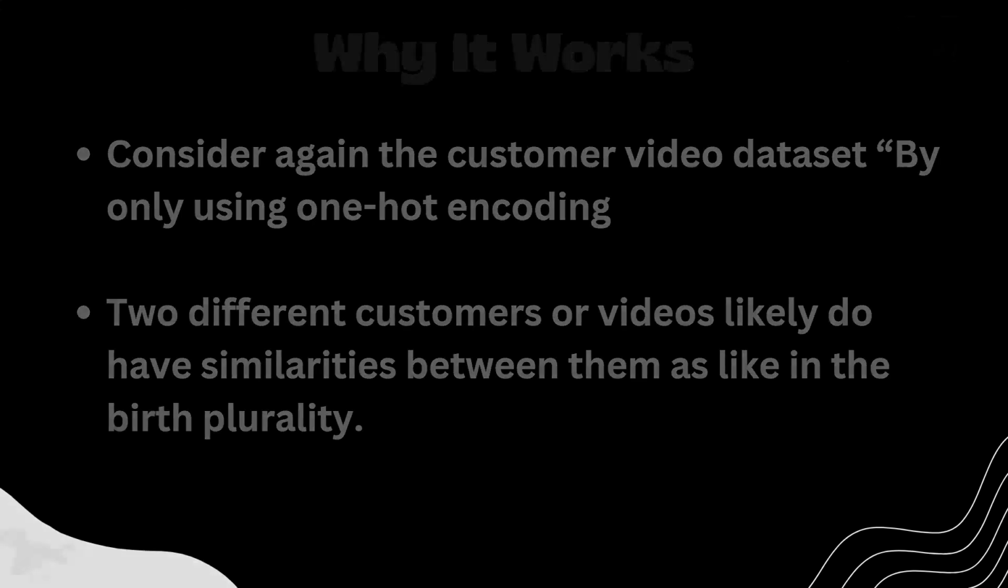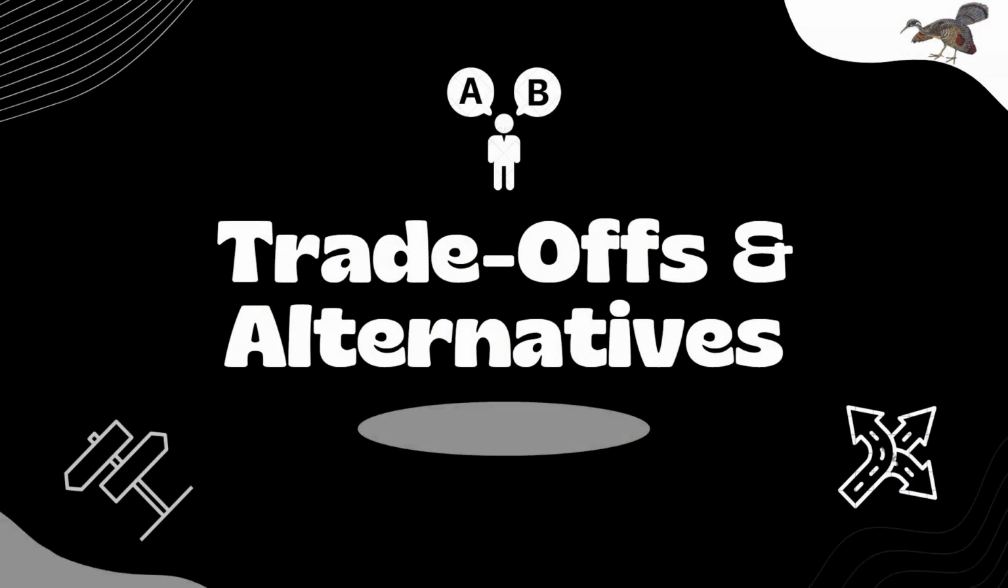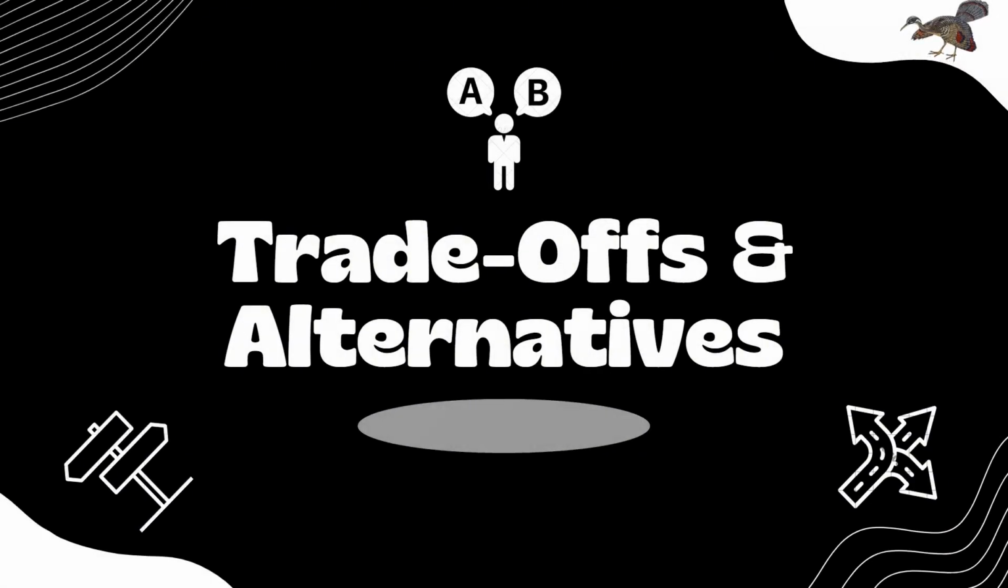Here's what the final features look like when passed into the model. The customer is represented by an embedding of a certain dimension, and the videos they have watched are also embedded in another dimension. We will discuss in a few slides how to decide the size of these dimensions. So far, we have defined the problem and explained how the embedding layer can solve it. Now we will move on to the trade-offs.